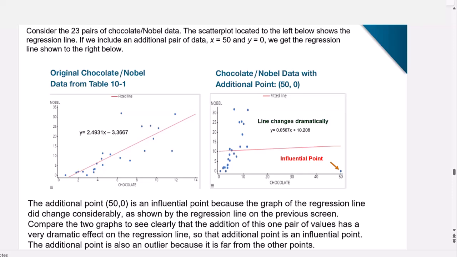So that additional point is an influential point. The additional point is also an outlier because it is far from the other points. This would be both an outlier and an influential point.